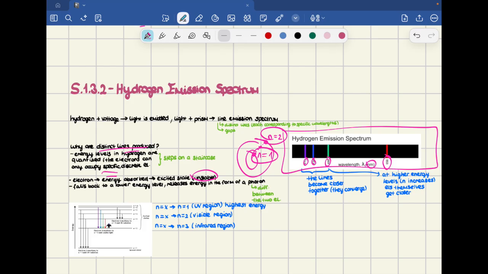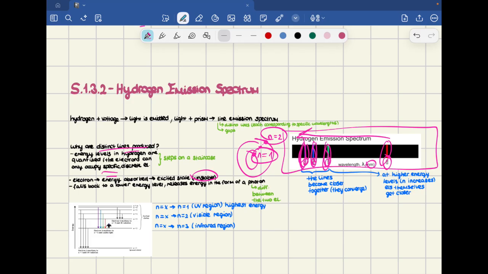And as I mentioned earlier, this is the difference between the two energy levels. And these are the lines that correspond to the energy that is released by the electrons. Also, as we can see, these lines become closer, or converge, at higher energies. This is how energy increases in the hydrogen emission spectrum.